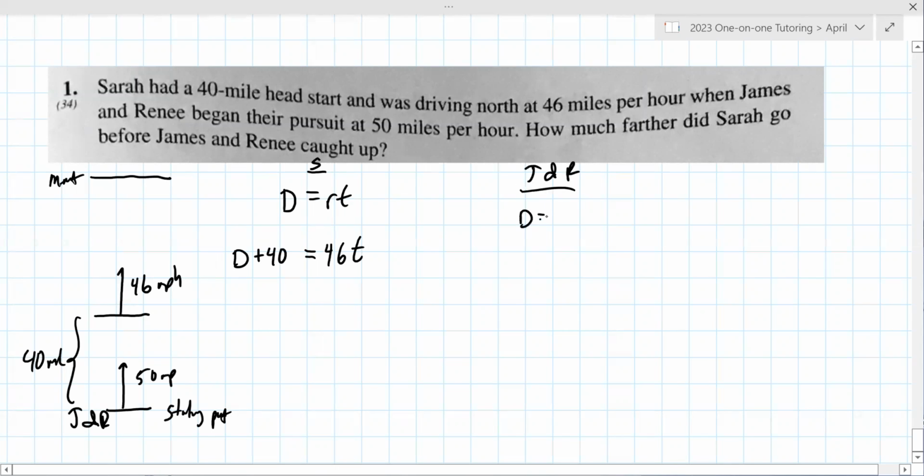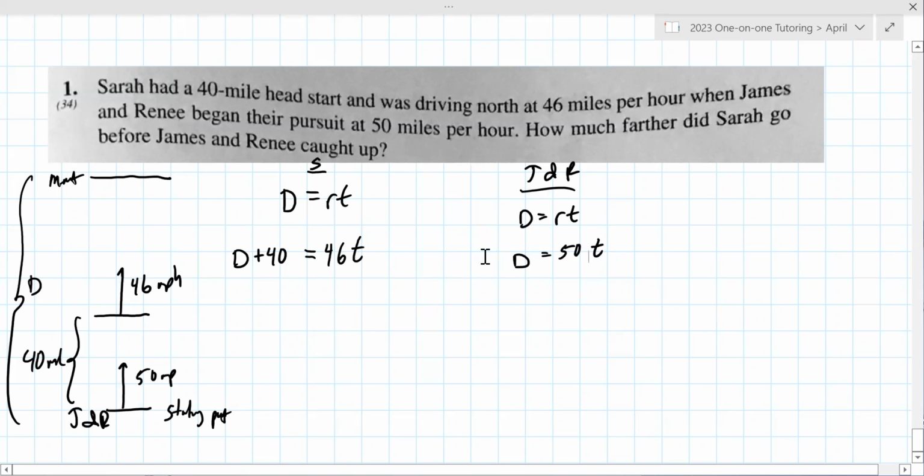Then J and R, still D equals RT. Their distance is truly the distance, which is this long distance here, D. Their rate is 50, times T. We would usually use slightly different formatting, but I know that works. I want to simplify that for you here. It's truly just a D equals RT problem.